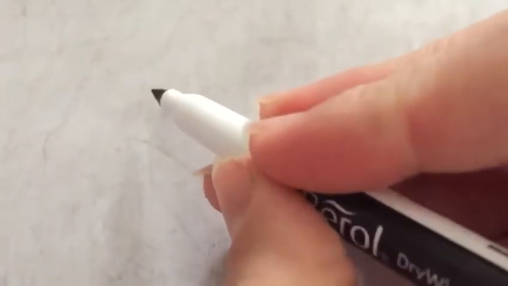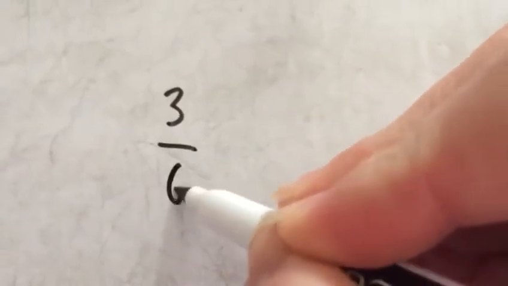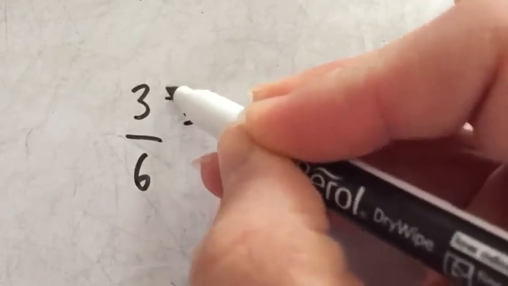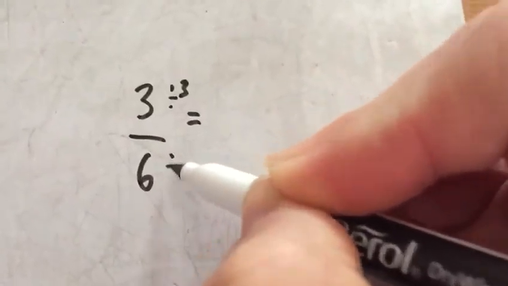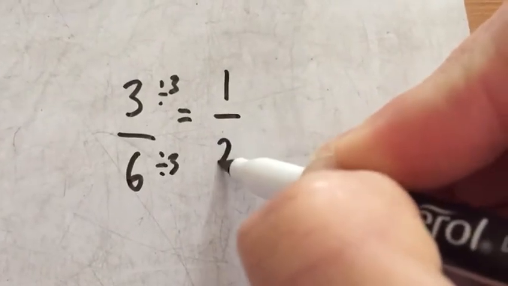Sometimes that can work by simplifying. So this time, if I have 3/6, I can then divide by 3 with each, which means that 3/6 is the same as 1/2.